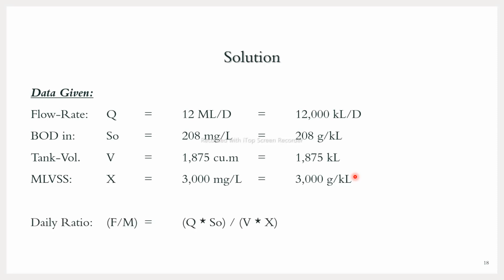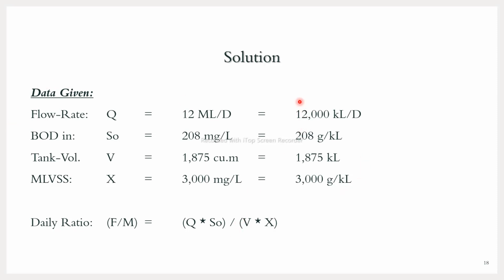So daily ratio, that means per day term will be there. So that's why food divided by microorganisms. Food means what? This is the flow rate, the feed flow rate that is coming into the wastewater treatment plant. And S0 is in milligram per liter unit or gram per kiloliter unit, it is the micropollutants that is present inside the flow rate.